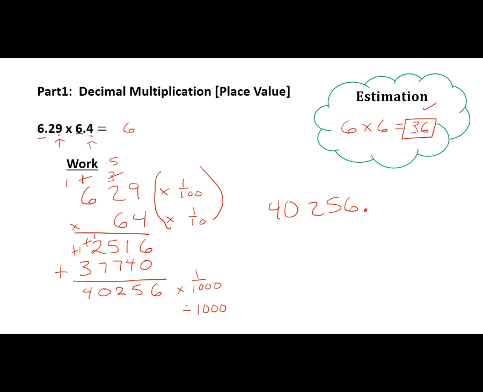So if I have 40,256, and here's my decimal point right there, and I divide by 1,000, we know that the digits are all going to shift 3 place values to the right. So here's our decimal point. 1, 2, 3. The 5 is going to shift over 3 place values. The 2, 3 place values. So 40,256 is not the correct answer. Our correct answer is 40 and 256 thousandths. Pardon me for that error. You can see that 40 is close to 36. Let's try another.